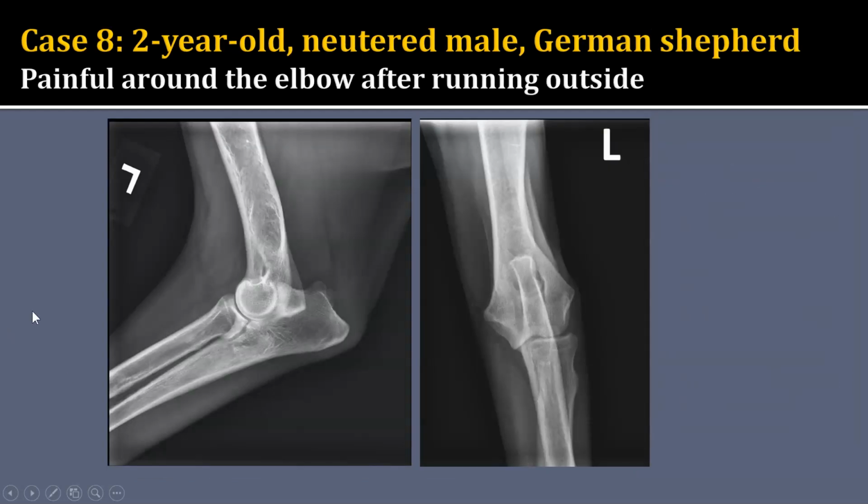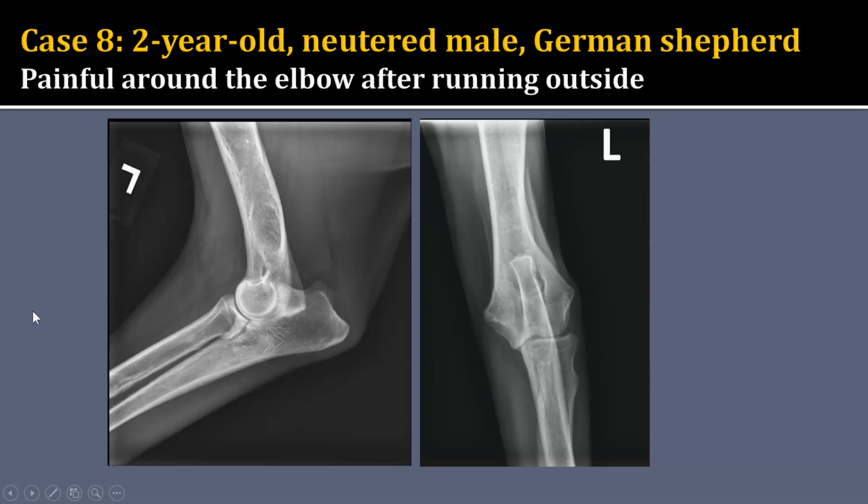All right, this is our last case. This is a 2-year-old neutered male German Shepherd dog who presented painful around the elbow after running outside. So we have orthogonal views that are centered and collimated to the elbow, and they are of good quality. I can see that it is a dog and it is skeletally mature, so we have the right patient here. I think our findings will show up best on the lateral view.